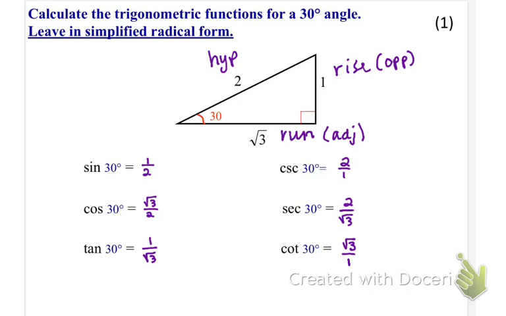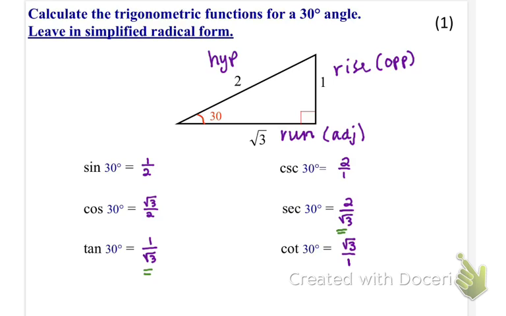Hopefully your table looks a little something like this. However, we have 2 minor issues with what we have written down in the table. And those minor issues stem from the fact that we have square roots left in the denominator of our fractions, and we don't want that. So we're going to do something called rationalizing the denominator.